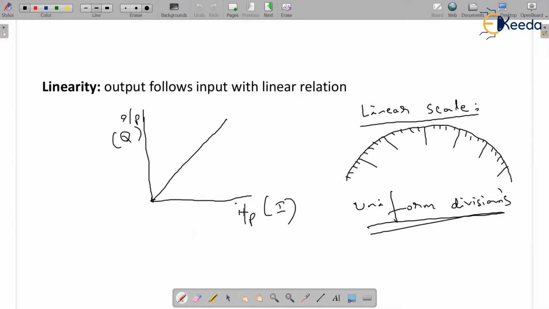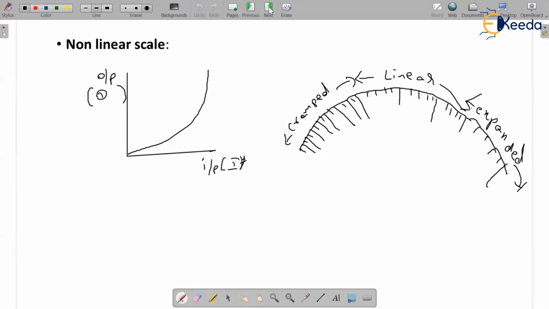You have straight line characteristics. That is what in your circuits you might be calling straight line characteristics, linear elements like RLC. So it is of a linear scale. It is also called uniform divisions. Then a non-linear scale will have non-uniform divisions. Here it is very cramped, which means the divisions are very near, and linear means they are uniformly distributed. Expanded means non-uniformly they are very far.